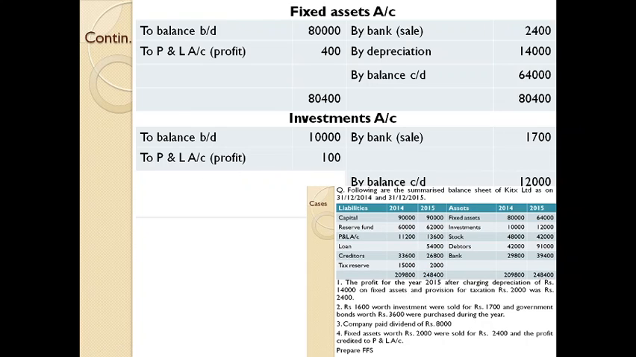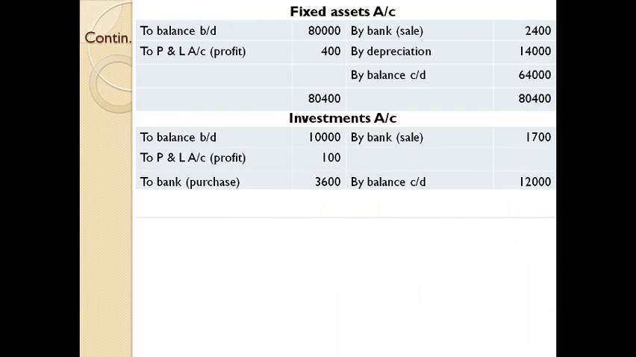And in the information, it is again said that government bonds worth rupees 3,600 were purchased during the year. So note down the investment amount to bank 3,600. Since no further information is given in the question, you need to just take the total. See, you can see that both the sides are tallying, so you need not worry about the balancing amount.